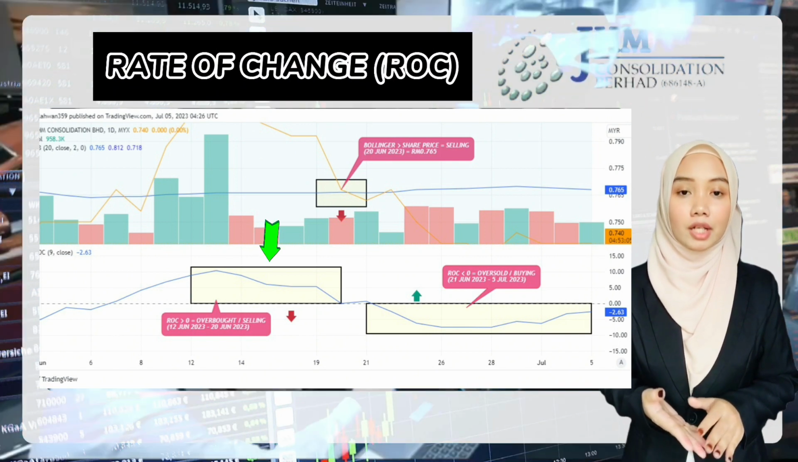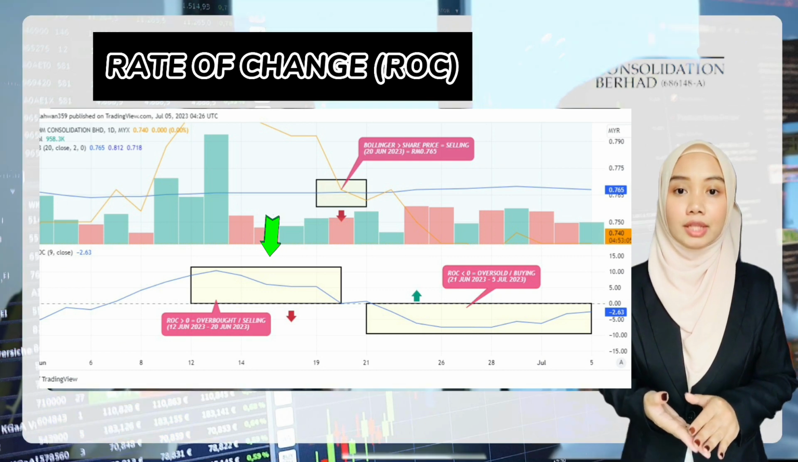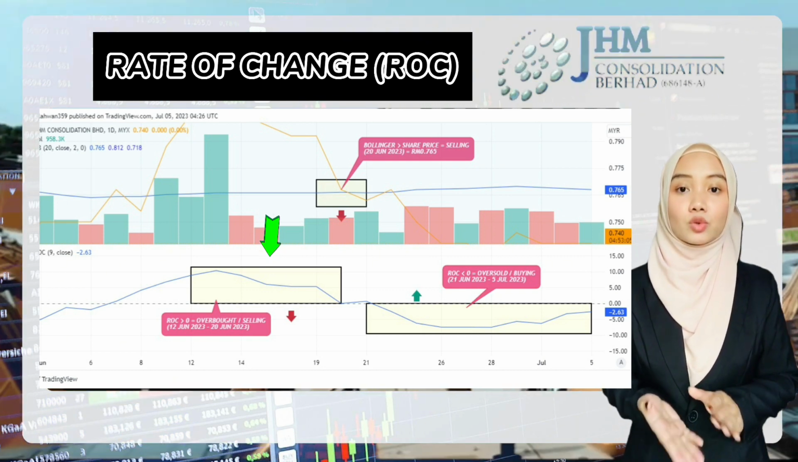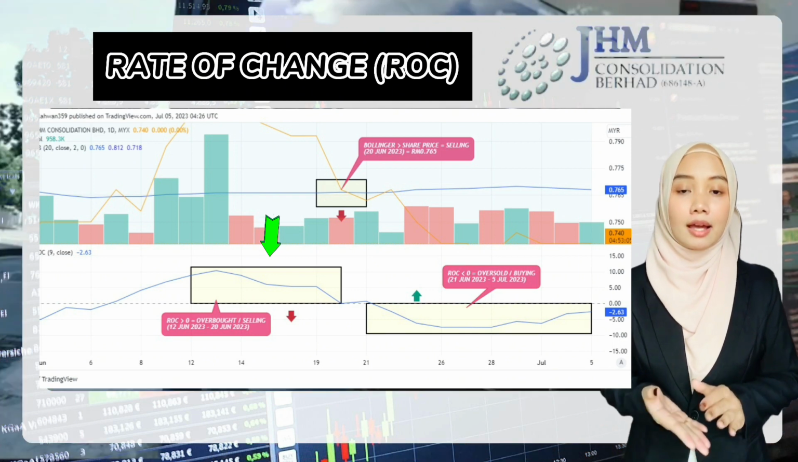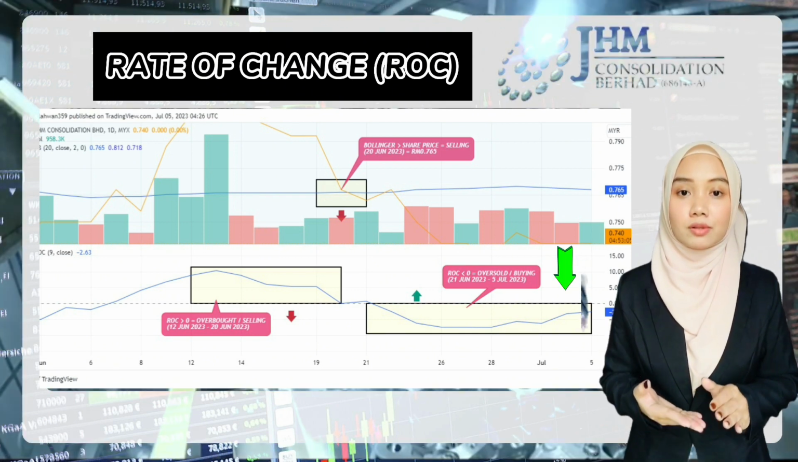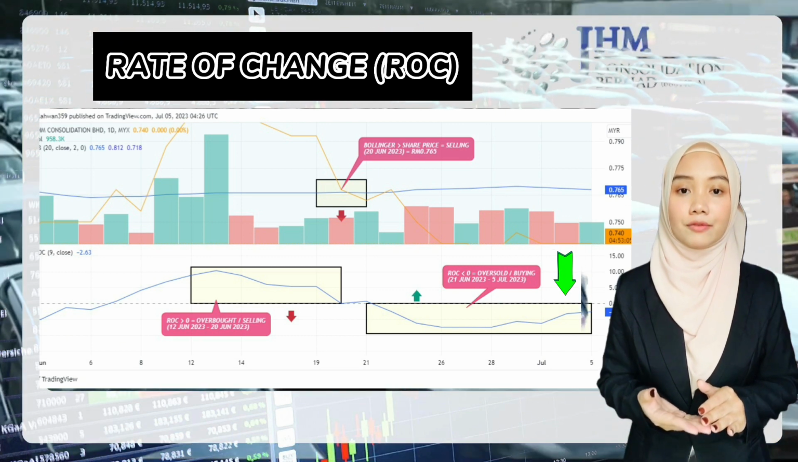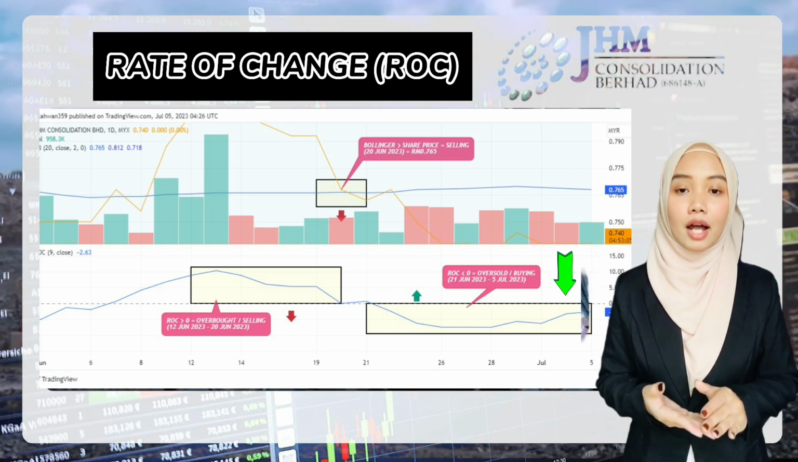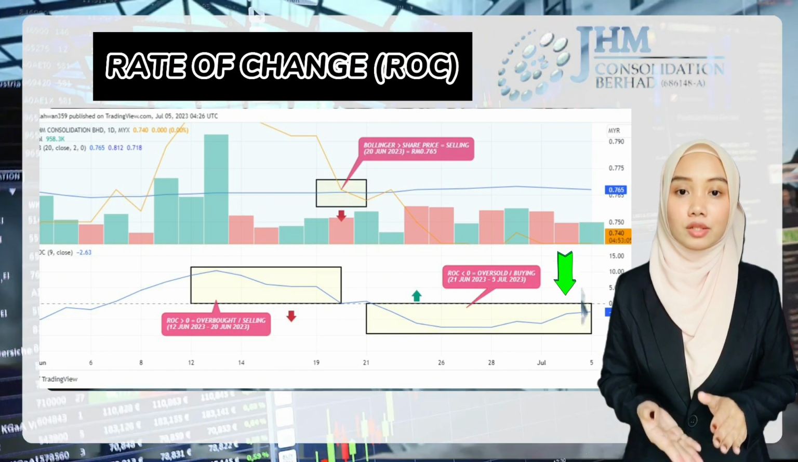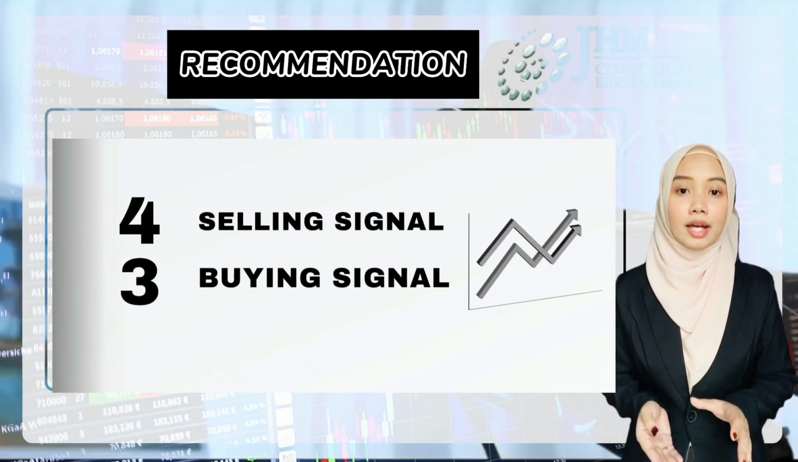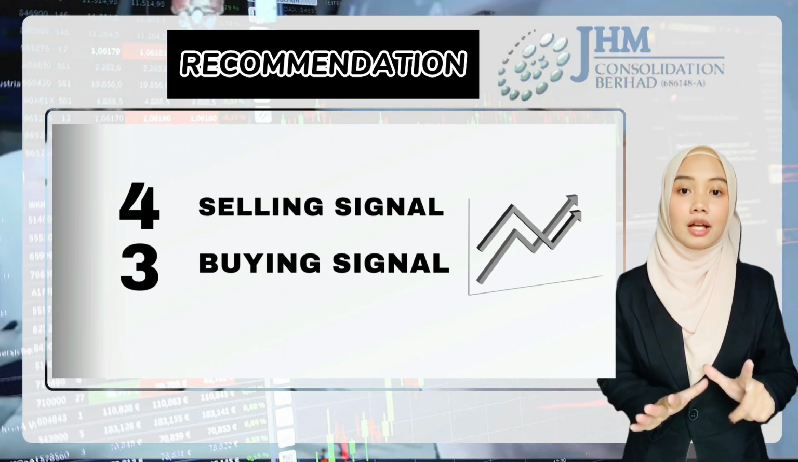Based on the graph, the ROC line passed above the zero line from 12 June 2023 until 20 June 2023. After 21 June 2023 to 5 July 2023, investors are advised to buy stocks since the ROC line has passed below zero. As a recommendation, based on the analysis, it shows that there are 7 signals appearing.